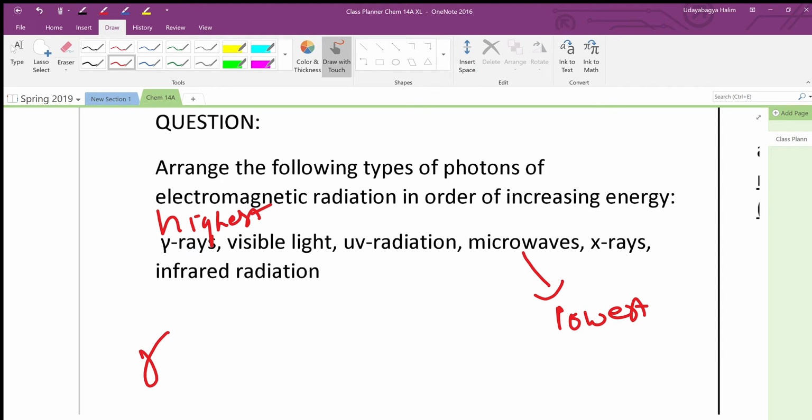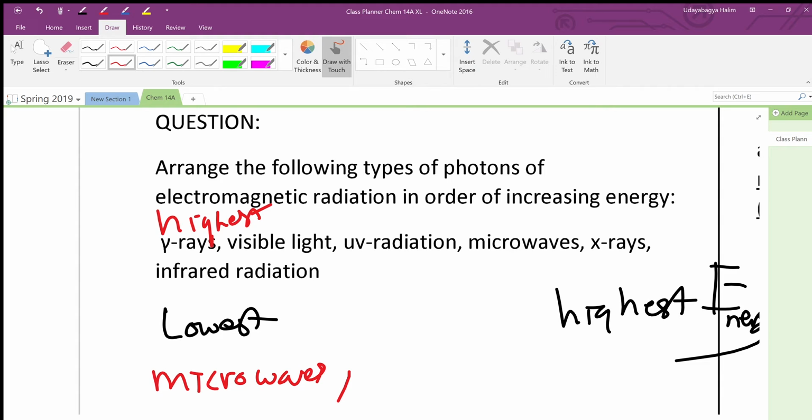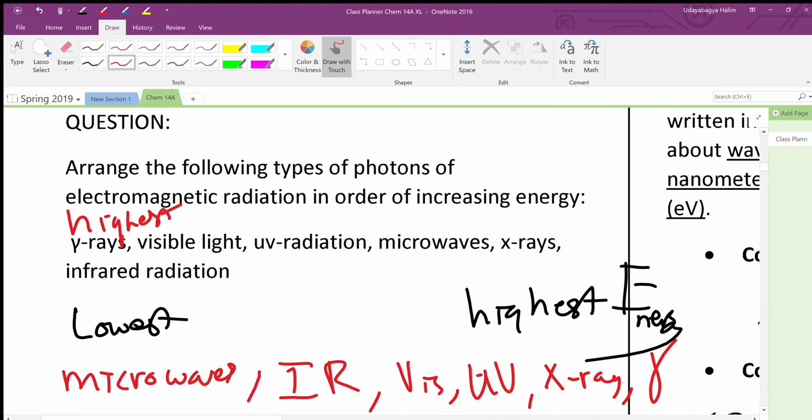So if we order it from the lowest to highest energy, then the lowest energy is microwave. Then the next one we have is IR. Then we have visible, we have UV, X-ray, and then lastly the gamma ray, which has a symbol of gamma ray.